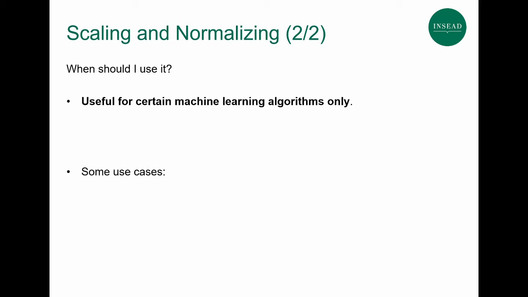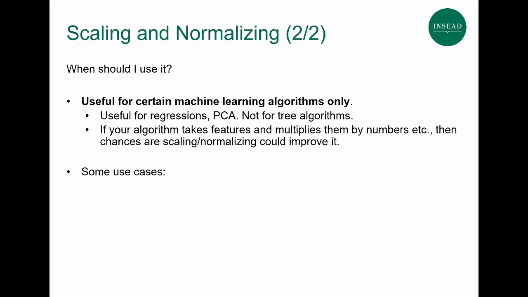So when should you use it? It's only useful for certain machine learning algorithms. It's useful for regressions, for example, and what we call principal component analysis. It's not very useful for, for example, tree algorithms. So if your algorithm takes features and multiplies them by numbers, then chances are scaling and normalizing could improve it.